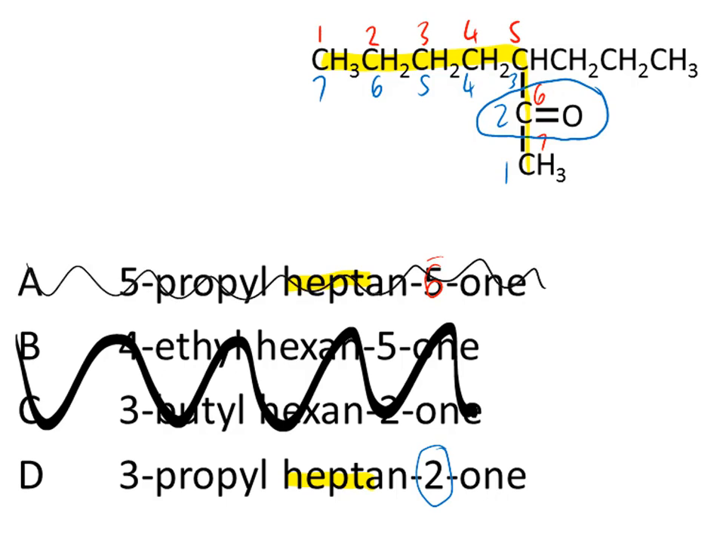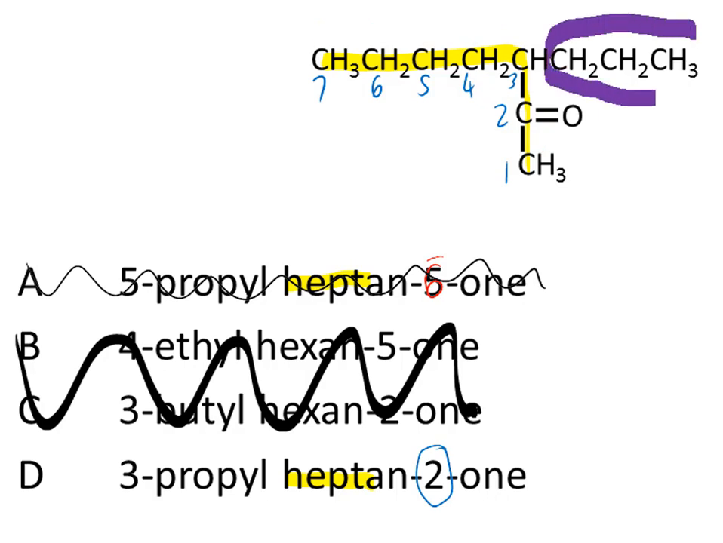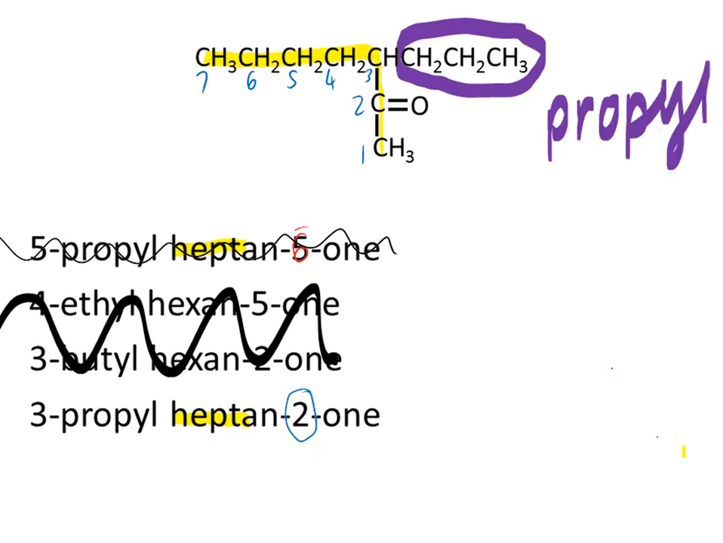But let's look at the rest of the naming to see how this is the case. You can see this is the alkyl group. There are 3 carbons in it, so that is propyl, and it's connected to carbon 3, so it's 3-propyl. There we have 3-propyl. Heptane, because there are 7 carbons in the main chain. 2-one, because the carbonyl functional group is connected to the second carbon, or is part of the second carbon. 3-propyl, heptane, 2-one.